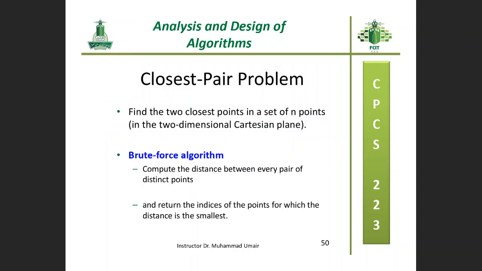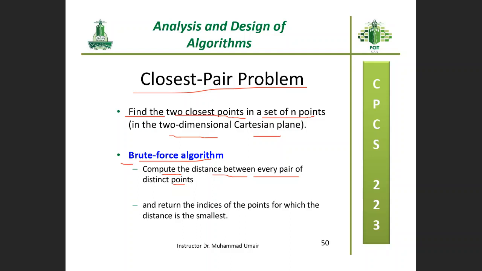Is that clear? So the basic idea of this problem is that you have to find the 2 closest points in a set of n points in a two-dimensional Cartesian plane. According to the brute force technique, you have to compute the distance between each and every pair of the distinct points. So if there are 6 points, you have to calculate the distance of 1 with the rest of 5, then distance of 2 with the rest of 5, then distance of 3 with the rest of 5, and so on. This is how you compute using the brute force technique.